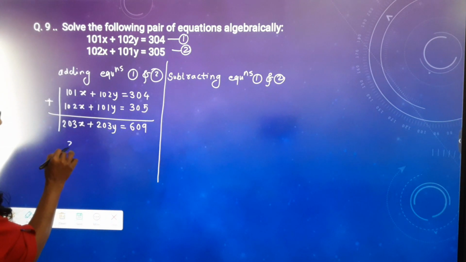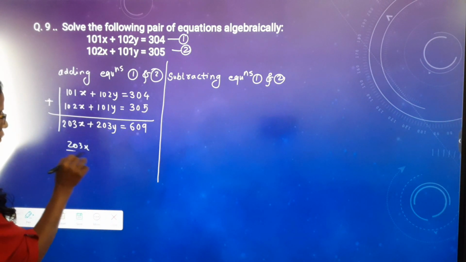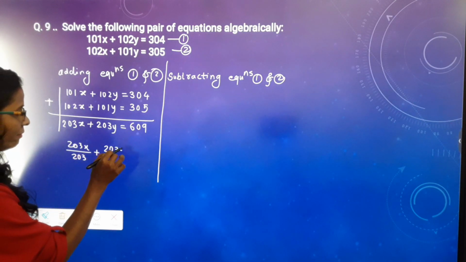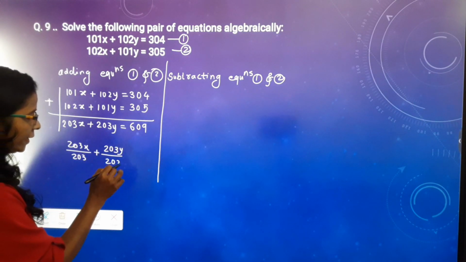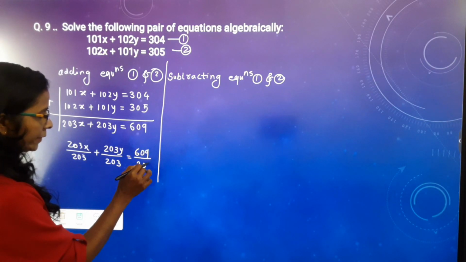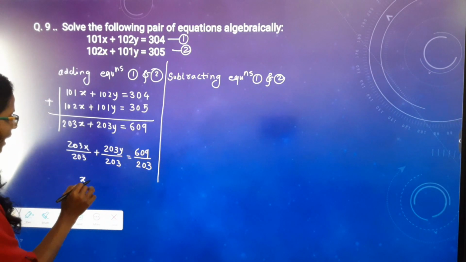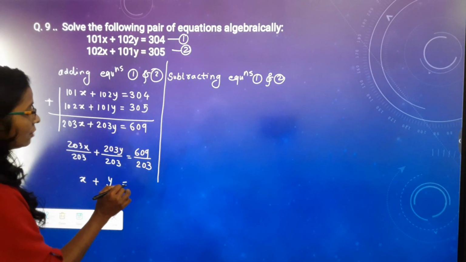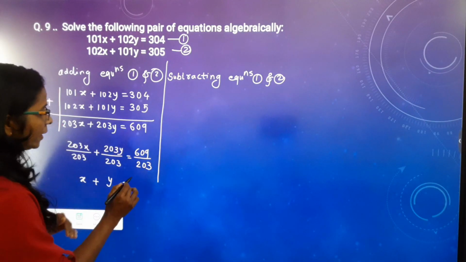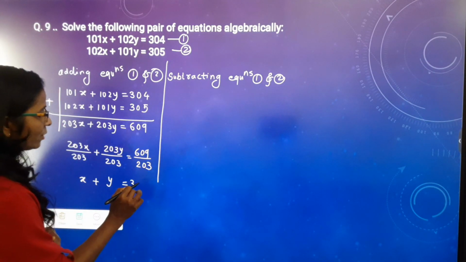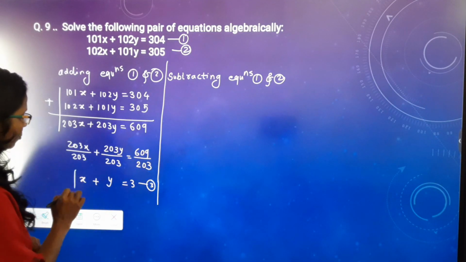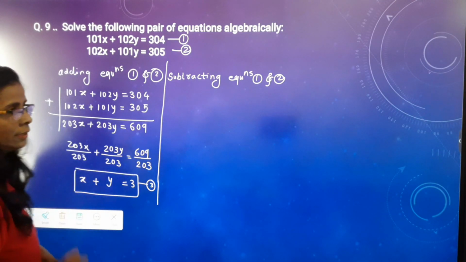So now dividing both sides by 203. So 203 into x plus y upon 203 is equal to 609 upon 203. So x plus y is equal to 3, since 203 times 3 is 609. Call this new equation the third equation. Okay students, this one is the third equation.